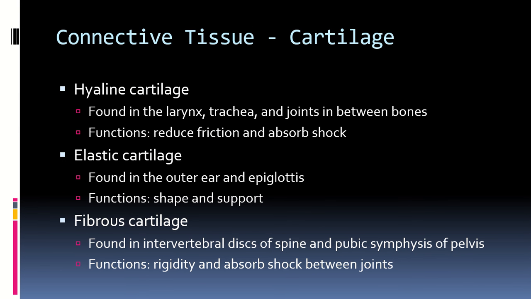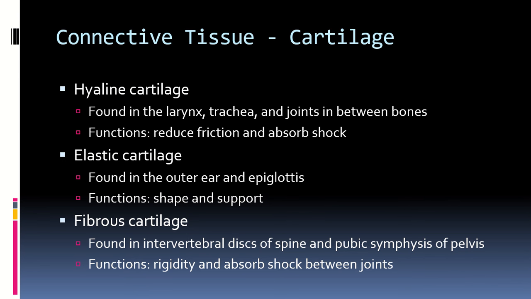Now, cartilage, there are a few different types. There's hyaline cartilage, which is what is found in the larynx, the trachea, and the joints between bones. Their primary function is to help reduce friction, like the grinding between bones, or to absorb shock. Every time you walk and you're putting pressure on, pushing all your bones and your legs together, well, hyaline cartilage helps protect your body by working inside your joints.